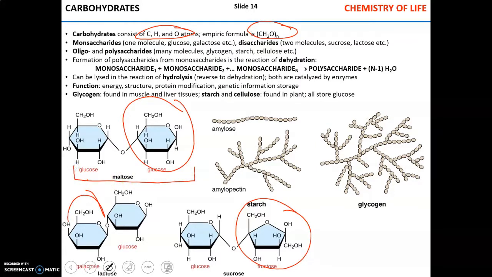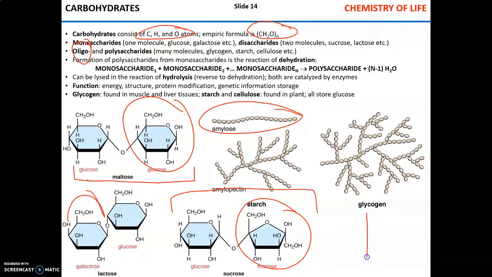Here it's maltose. Glucose and fructose will give you sucrose, which is basically a sugar. When many monosaccharides combine, you can call them oligosaccharides, quite a few. If there are many monosaccharides, you get a polysaccharide, such as amylose or glycogen or amylopectin.